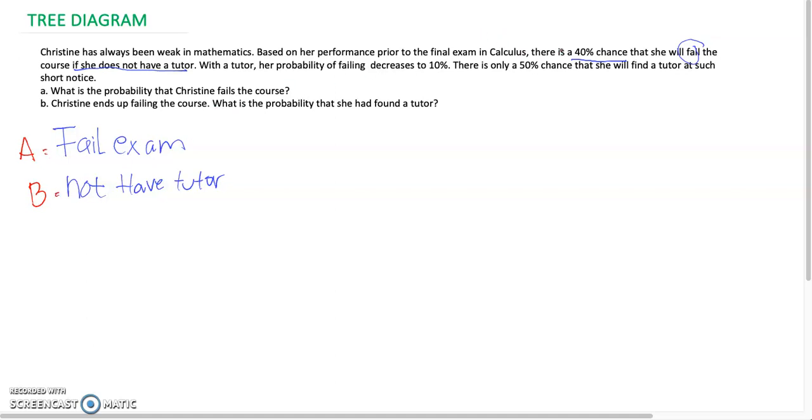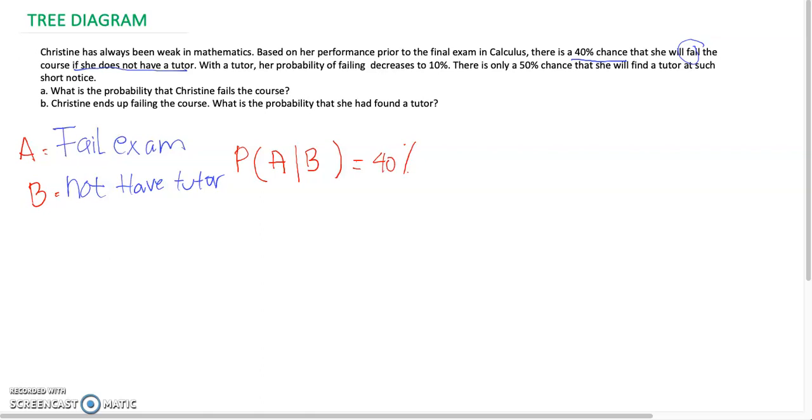And it is said that there is a 40% chance that she will fail if she does not have a tutor. So we can say that this is a conditional probability that she will fail if she does not have a tutor. So we can say that not having a tutor is the prior probability, and this is 40%.